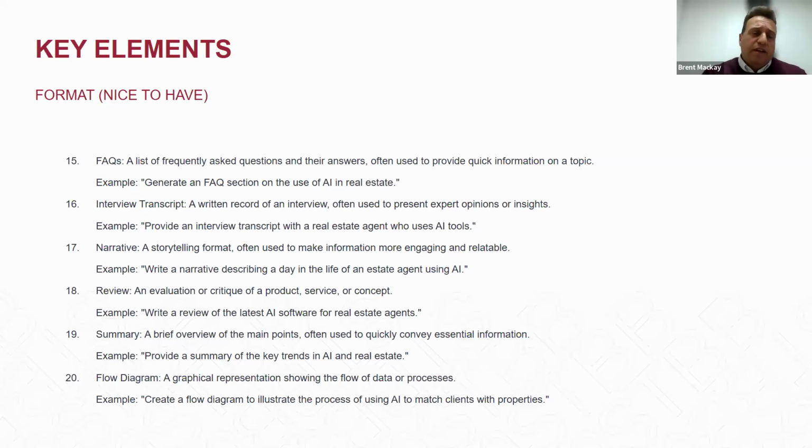You can have a summary, so this is obviously an overview of the key points, and then flow diagram, a graphical representation showing the flow of the data process. This is more when data is involved, which is slightly different from the previous diagrams that we had. So create a flow diagram to illustrate the process of using AI to match clients with properties, as an example.